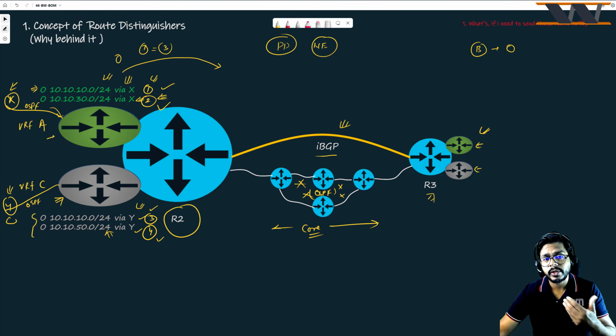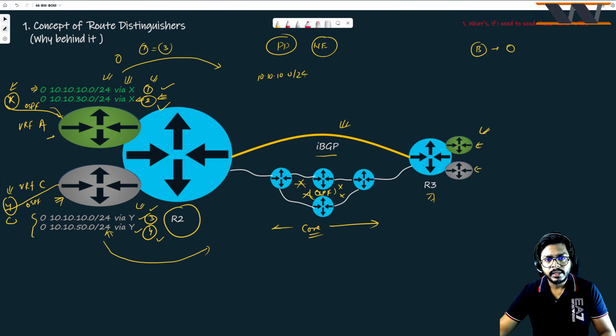But let's not talk about it, because the focus of this board is not the redistribution or advertisement. The focus of this board is to understand a concept and the why behind it. But you all know that if you want to send these routes into BGP, of course they should first be in BGP. And we are running IBGP. If we have these routes in BGP and you do not do anything, then of course you are getting the four routes in BGP.